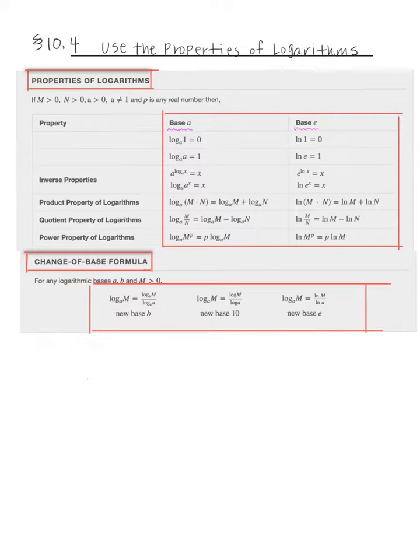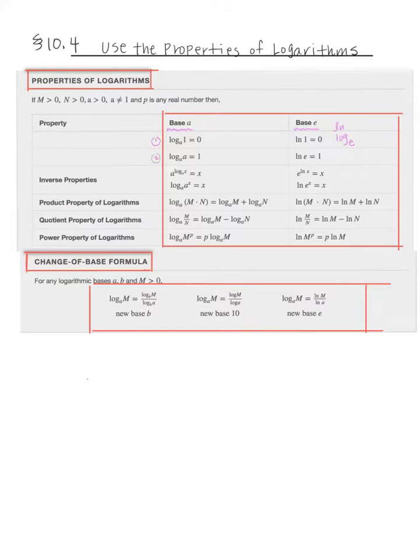Alright, so the properties of the log says log base A of 1 is 0. Now remember that ln is nothing but a log base E. So the ln must have the same exact property. So that means that ln of 1 must be 0, again because ln is the same thing as log base E. So I'm going to call that property 1.